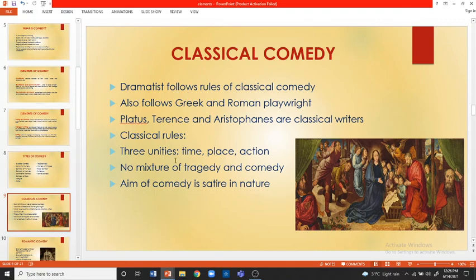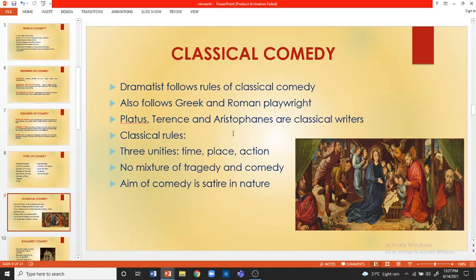So, what we studied in classical comedy is that dramatists should follow the rules of classical comedy very strictly, the rules of ancient Greek and Roman writers. Classical comedy playwrights followed the ancient Greek and Roman playwrights. Who are they? Plautus, Terence and Aristophanes. These are three classical writers who are today known as the classical comedy writers. Then what are the classical rules?